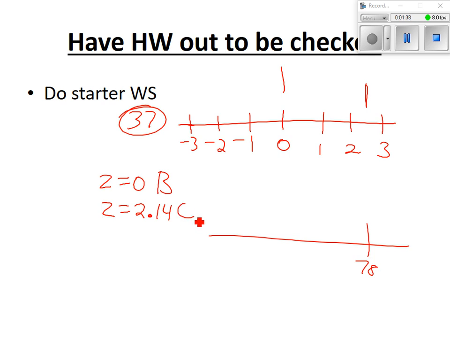And then a z-score of negative 1.43 is going to be on this side somewhere. So that's the A, right? About 53.